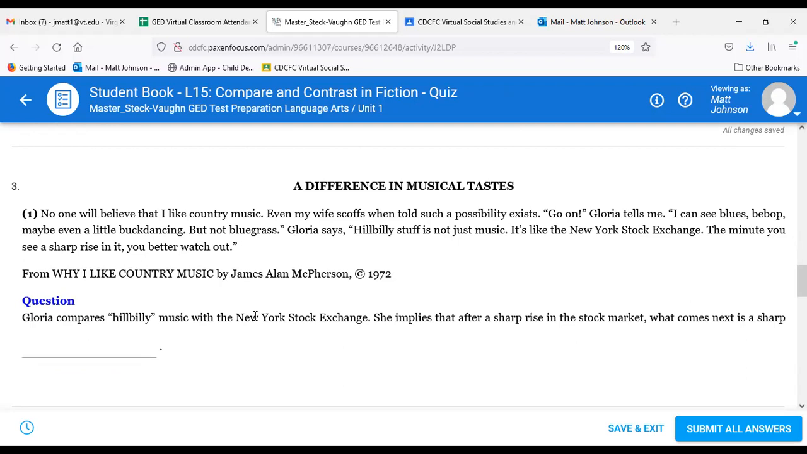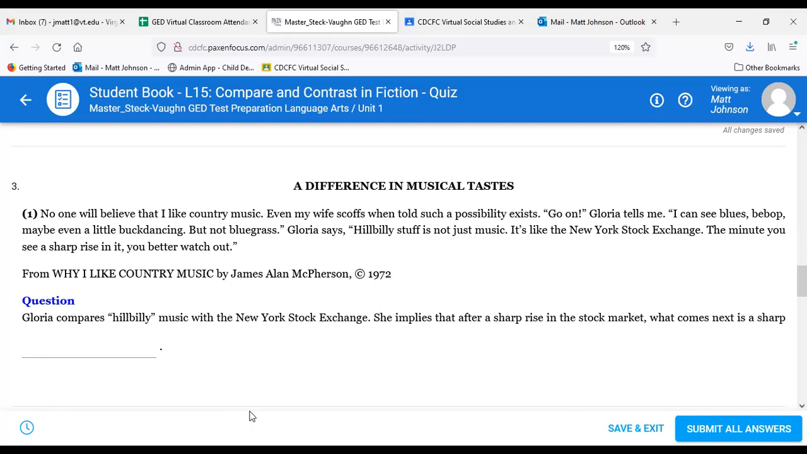From the passage, Gloria's comparison of hillbilly music to the stock exchange implies that after the sharp rise in the stock market, what comes next is a sharp blank. I think it's drop or fall.